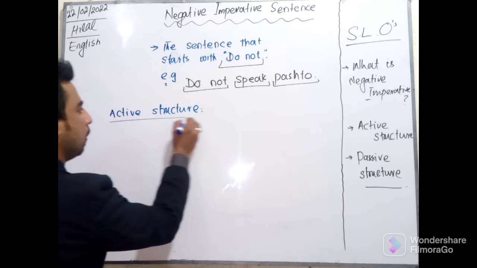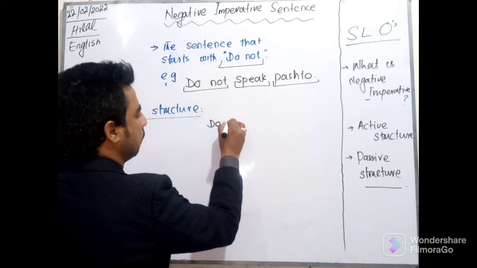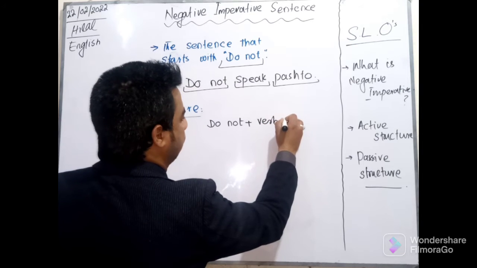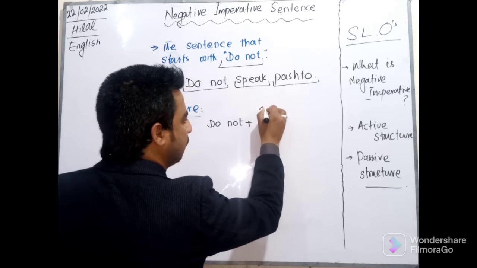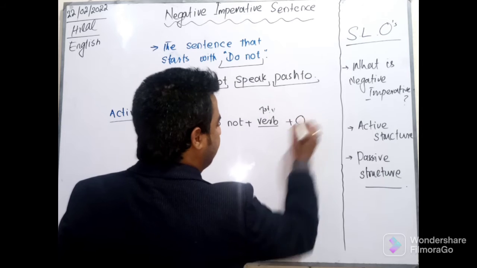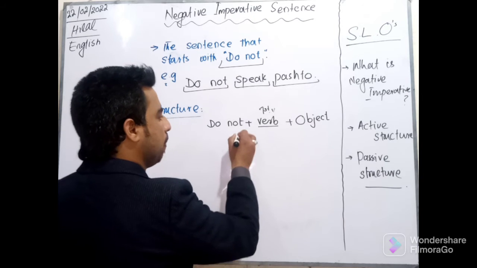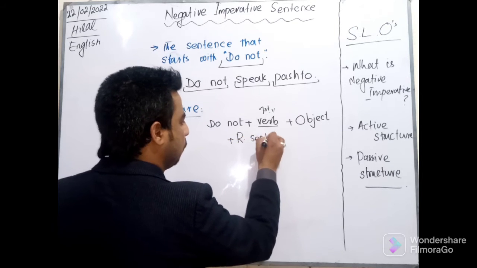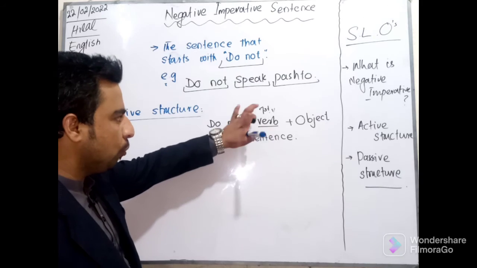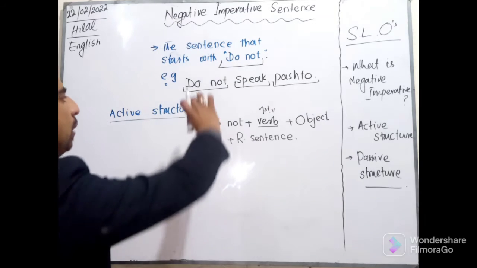Okay, how would the active structure be? Look at, first of all we will have to bring do not plus verb, mean first form. मैं थोड़ा एक्सप्लेन करता हूँ यहाँ. फर्स्ट फॉर्म. ओके, प्लस ऑब्जेक्ट. फिर क्या कहना? प्लस ऑब्जेक्ट एंड प्लस rest of the sentence. Okay, Zia? Yes, sir. Rest of the sentence. Look at here. Do not plus verb mean first form of verb and plus object and इसके बाद rest of the sentence. For example, I'm going to write this sentence over here.